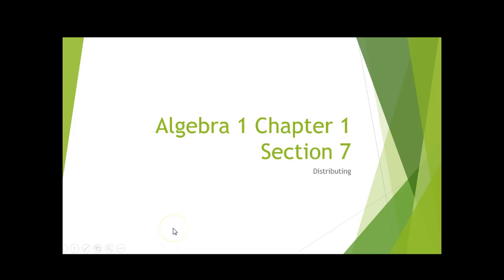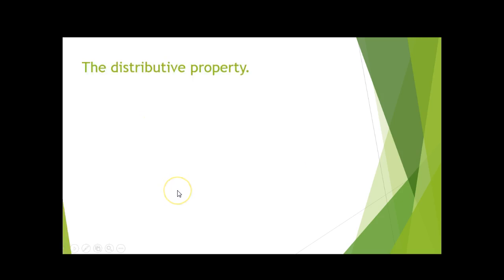Okay, on Algebra 1, Chapter 1, Section 7, we're going to be working on distributing as well as combining like terms. To start out, we're going to talk about the distributive property. Distributive property is a shortcut that allows us to bypass the order of operations.